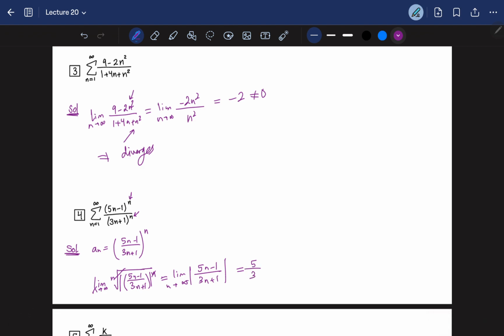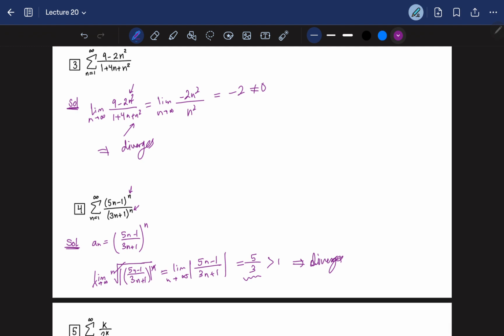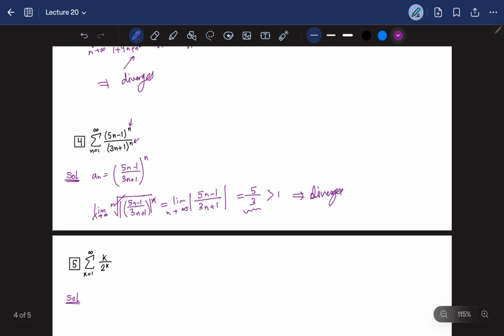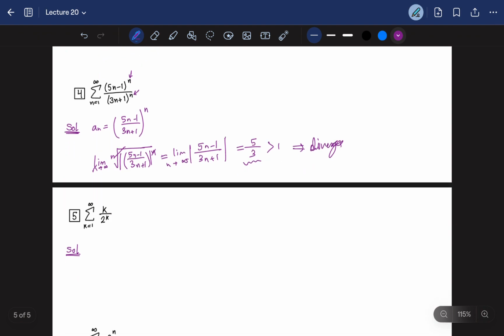Now, if you go to the properties of the root test, if the value of the limit is bigger than 1, then the series diverges. Okay, so that's it. You just take the limit and it diverges since it's bigger than 1.